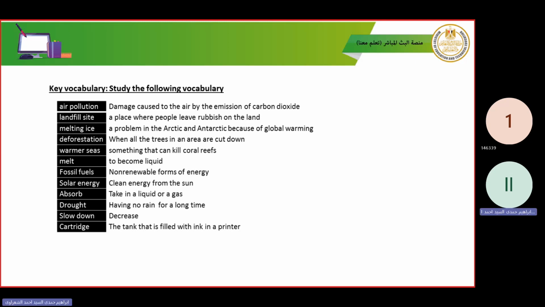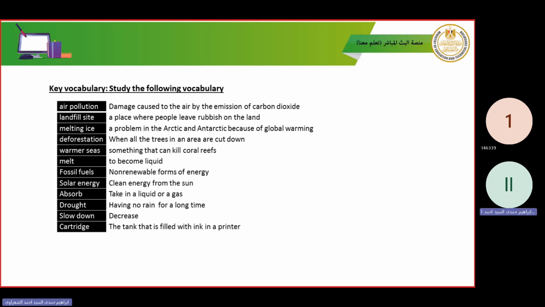And then we have solar energy. This is a clean source of energy. Solar energy is the clean energy that we get from the sun. Okay, solar energy. And then we have absorb. Absorb means to take in a liquid or a gas.